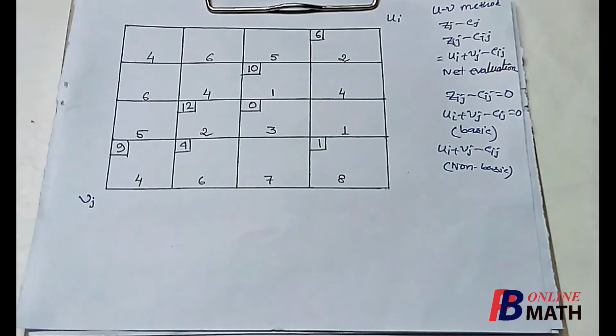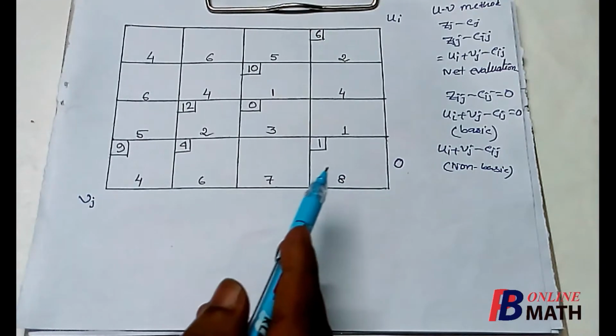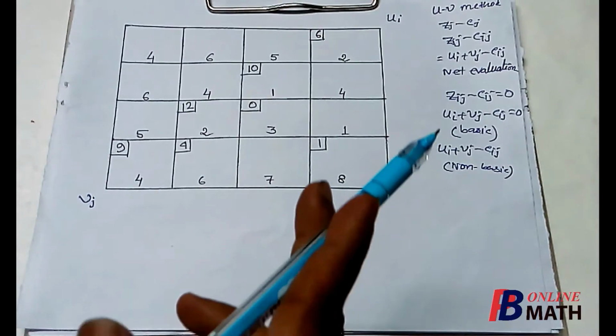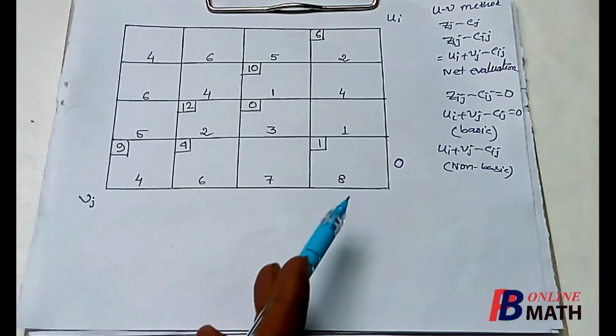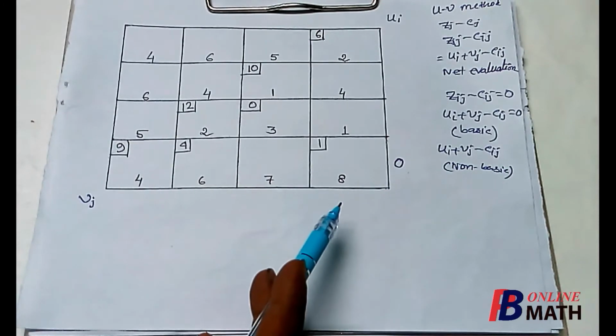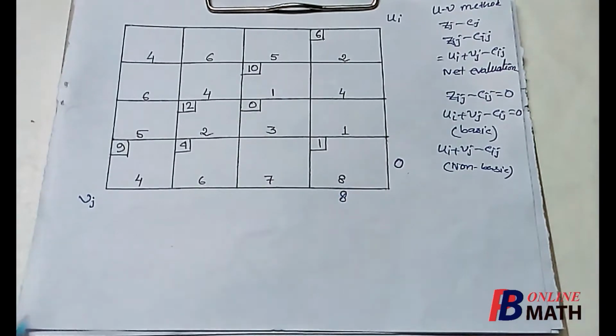Now let us find the values of ui plus vj. As I have said, out of these 8 unknown values, only 7 of them are independent, so we can assume any one value arbitrarily. Suppose we assume this value as 0, because in this row there are 3 basic cells, and for a basic cell the formula is ui plus vj minus cij equal to 0. So 0 plus this value minus this value will be 0. That means this value will be 8.